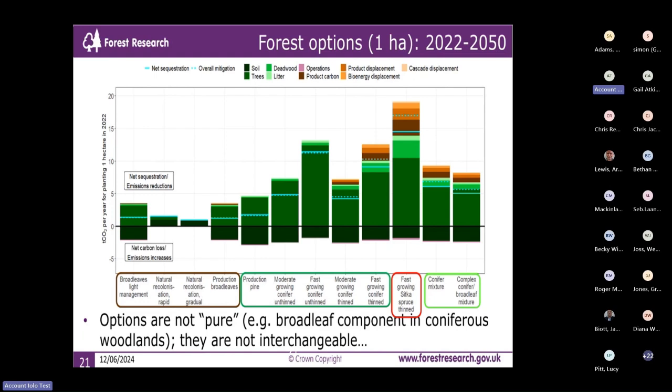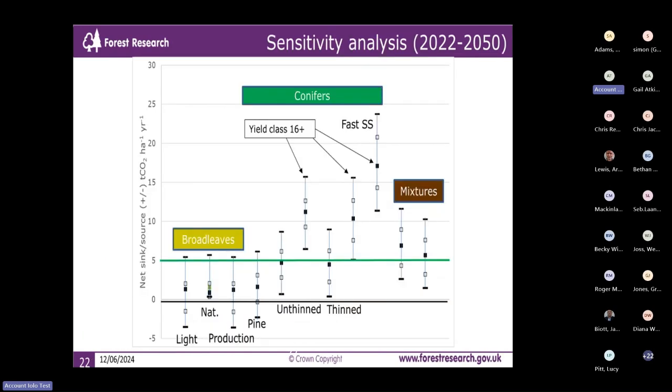So that's over a relatively short period out to 2050. And there's the sensitivity analysis, and this is quite important. This is just looking at little variations in growth rate and other parameters in the modeling to see how sensitive the results are. And I can put this green line through here, and you can see that all of these options actually go through this green line. The only options that are coming out best over the shorter period are these fast growing coniferous options.